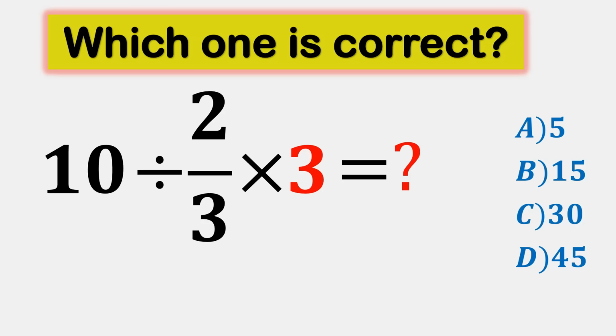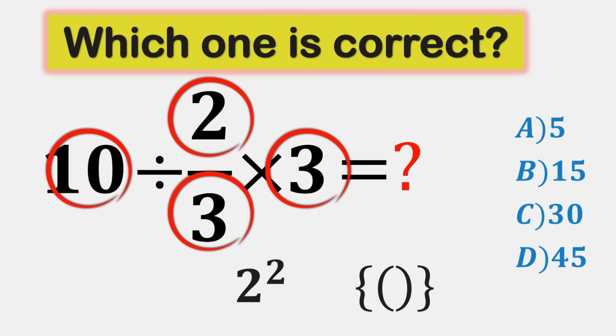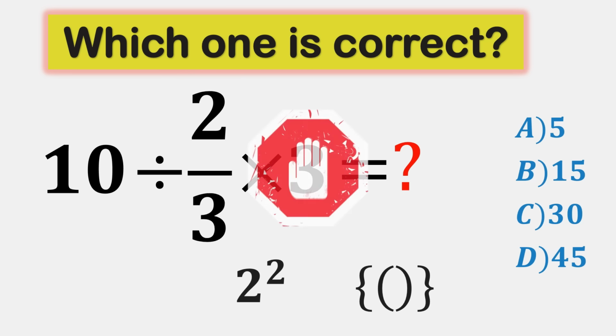Most people get this math question wrong, even though it looks way easier than it actually is. The problem is simple. 10 divided by 2/3 multiplied by 3. Just a short string of operations. No brackets, no exponents, just the numbers 10, 2, and 3. Sounds easy, right? But hold on.